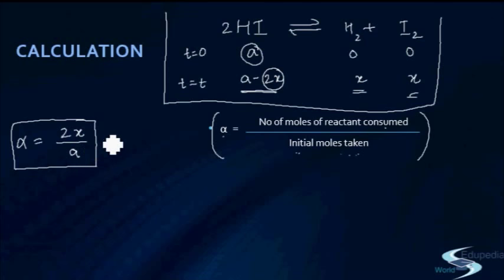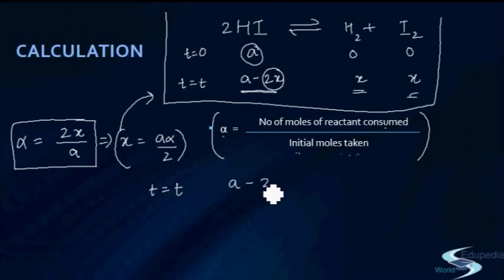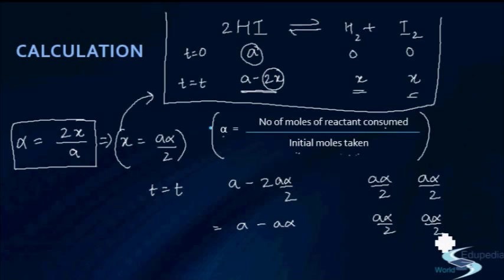So now simply calculate the value of x from here. x is equal to A alpha by 2 for this particular example. And substitute this value of x over here. So this gives me that at any time t, the amount of HI left with me is A minus 2 into x, which is A alpha by 2. x is the amount of hydrogen and x is the amount of iodine, that is A alpha by 2. So this means the amount of HI with me is A minus A alpha. The amount of H2 is A alpha by 2 and the amount of I2 is also A alpha by 2.